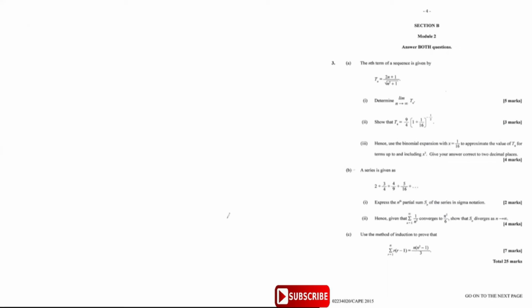Module 2, question 3. As you can see, it starts by saying the nth term of a sequence is given by Tn, and they tell us that Tn is equal to 2n plus 1 over the square root of n squared plus 1. That's Tn. And then the question they ask us is to evaluate the limit of Tn. So part 1, evaluate the limit, and they want the limit as n goes to infinity of Tn.